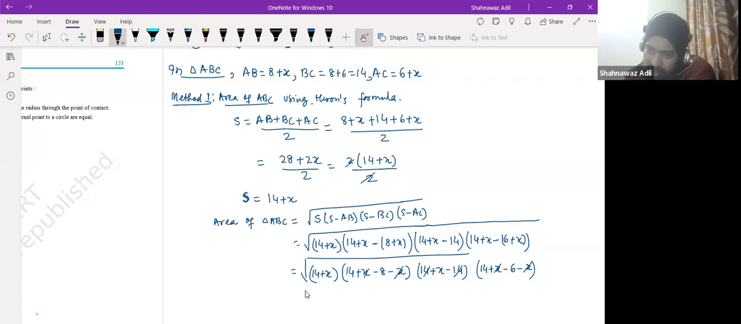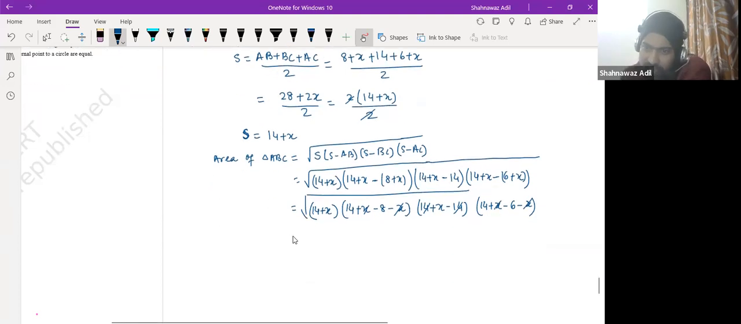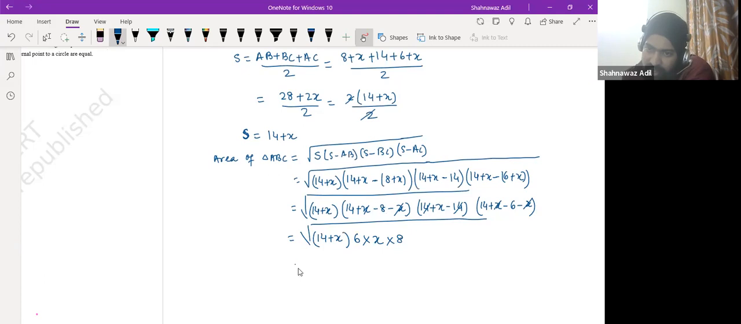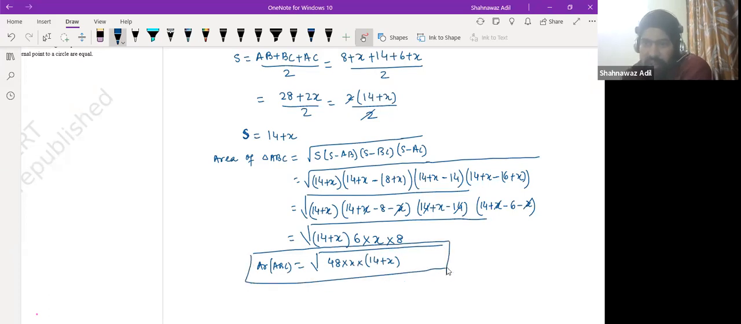So this will again be, what we will have, 14 plus X. This is 14 minus 8, so this is 6. This is X and this is 8. So we have 48 into X into 14 plus 6. So this is the area of AB. Right, this is method 1. Is it clear? Rifa?